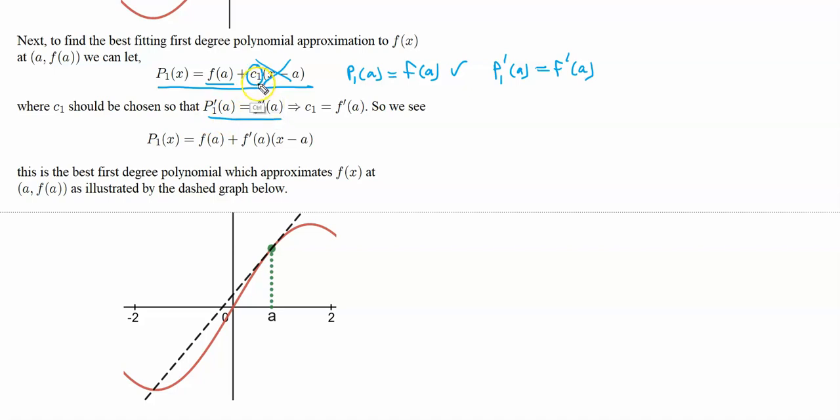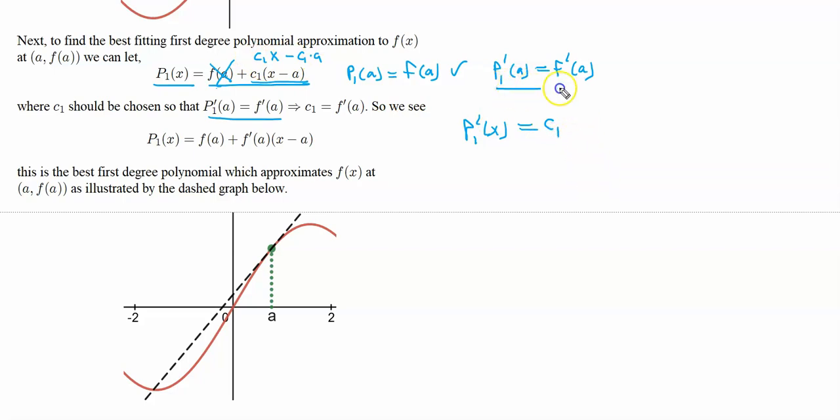Now if we take the derivative of this function, notice that the derivative of this function, p1 prime of x, if we differentiate this, well, that's just a constant, so its derivative just goes to 0. And the derivative of this right here, well, notice that that's c1 times x minus c1 times a. Well, the derivative of this is just going to be c1.